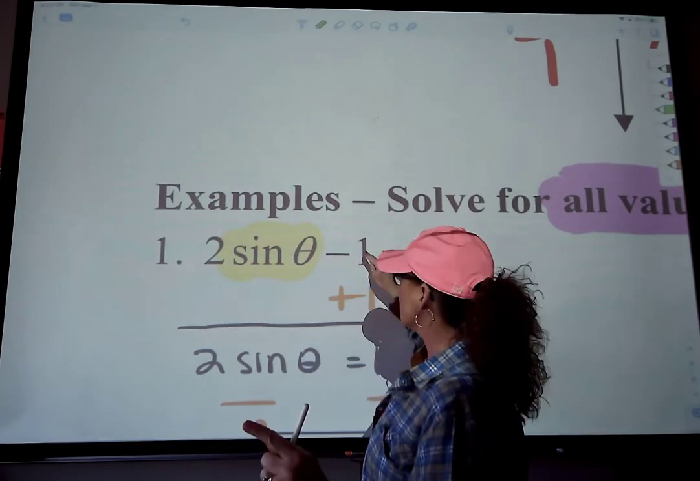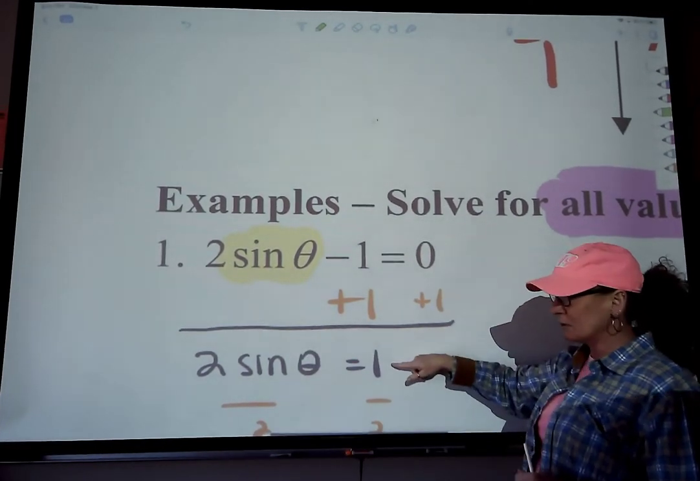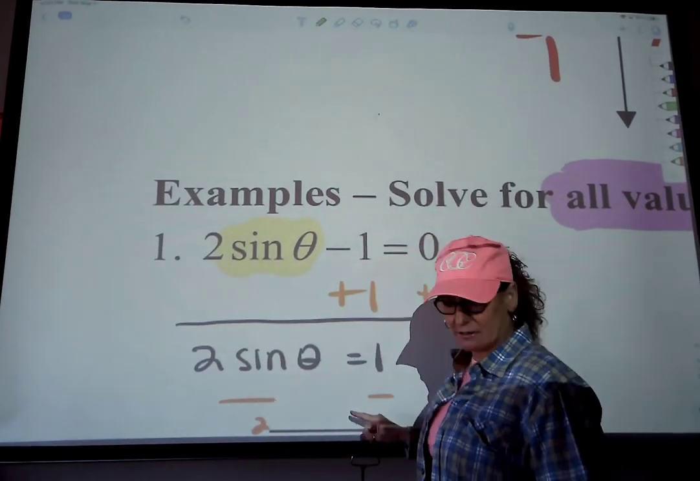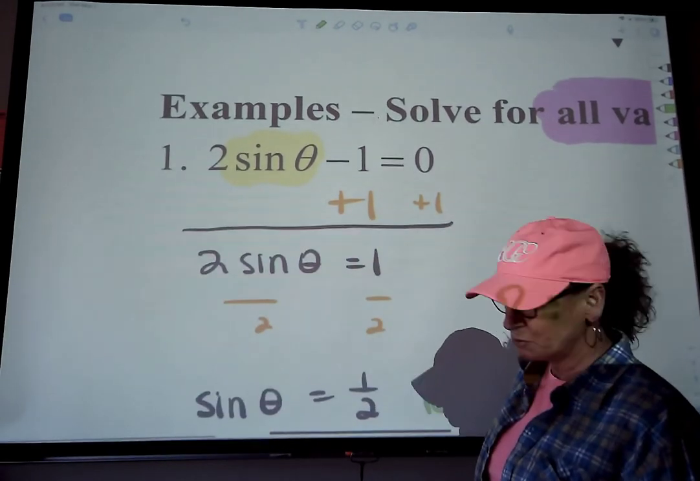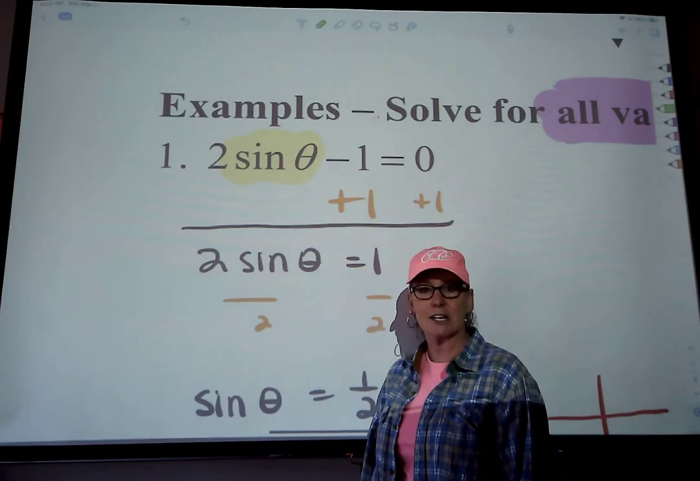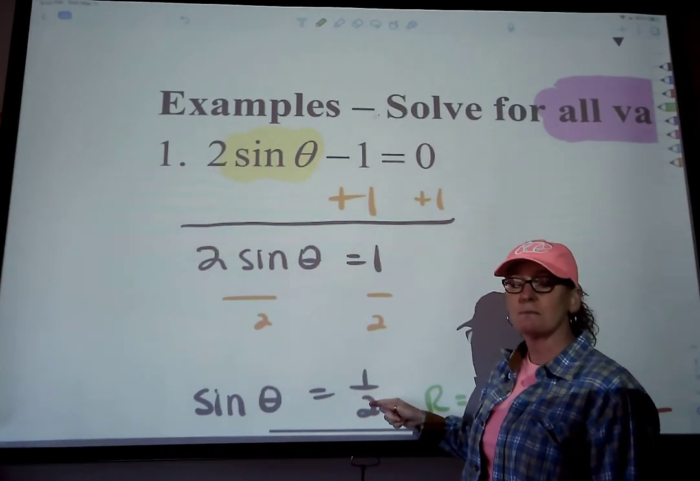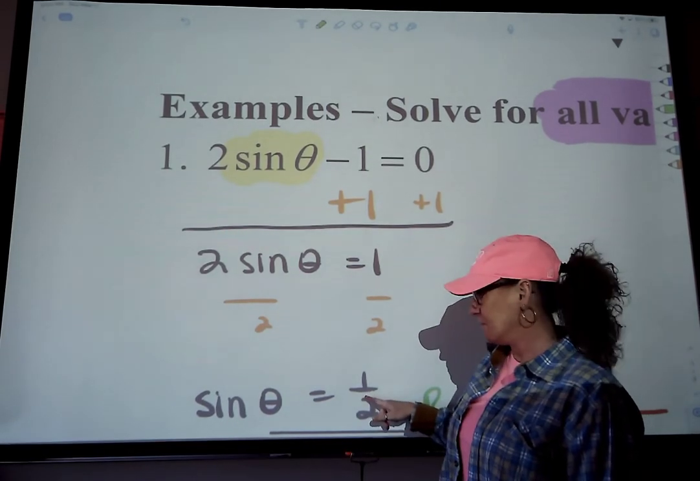We need to get rid of the negative 1 and the 2. So I start with the negative 1 by adding 1 to both sides. I get rid of the 2 by dividing on both sides. And I'm left with sine of theta equals 1/2. It's a common fraction. We know that we've gotten a fraction of 1/2 a lot of times. Positive 1/2. What's our angle?